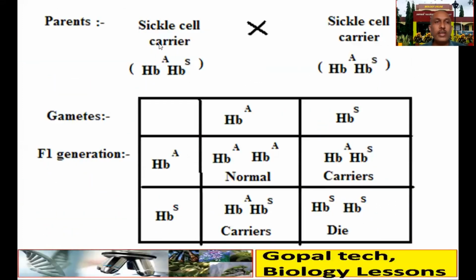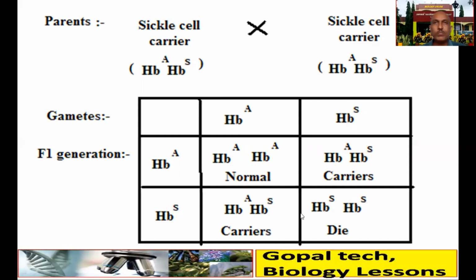Now, if you take an example, parents: one is a sickle cell carrier. Carrier means heterozygous, that is HbA HbS. Got married to another sickle cell carrier. They are carriers, that is, they are not phenotypically sickle cell anemic, but genotypically they are carriers. Now, since this is heterozygous, one gamete is HbA, another gamete is HbS, that is 50-50%.